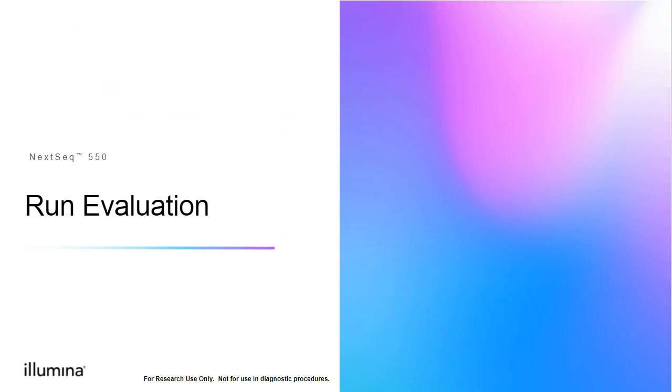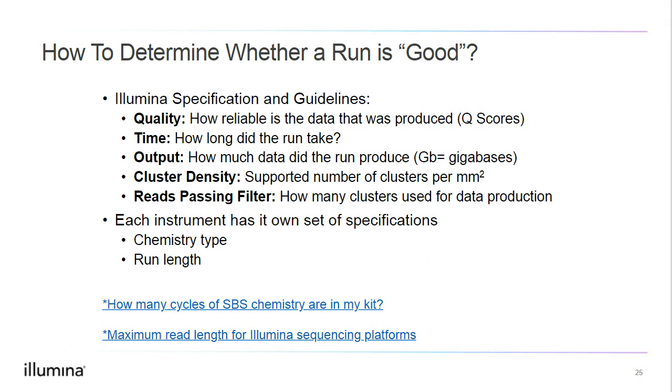Next, let's discuss evaluating a NextSeq run. To evaluate a run, Illumina looks at the Q30 scores, the time of the run, the amount of data output in gigabases, the cluster density, and the read passing filter. Each kit will have its own Q30 and output specification.